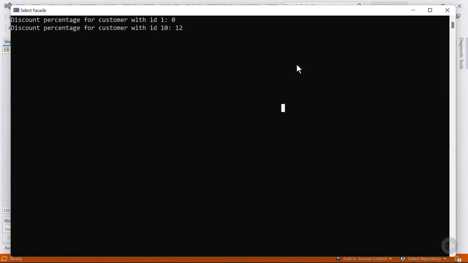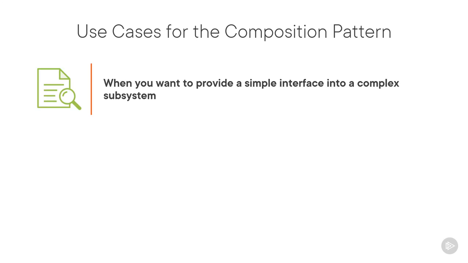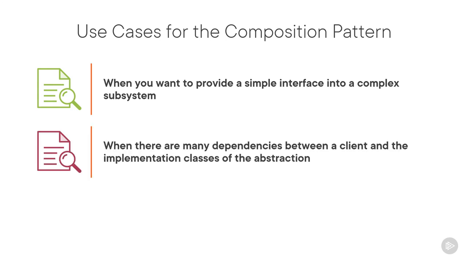That's it for this very simple pattern. Let's check out the use cases for it. A first use case for this pattern is obviously when you want to provide a simple interface into a complex subsystem consisting of a bunch of subsystem classes. In that case, when the subsystem becomes more complex, this has no effect on clients using the facade. It's also useful to consider this pattern when there are many dependencies between a client and the implementation classes of the abstraction. By putting a facade in between, you decouple the subsystem from the clients.